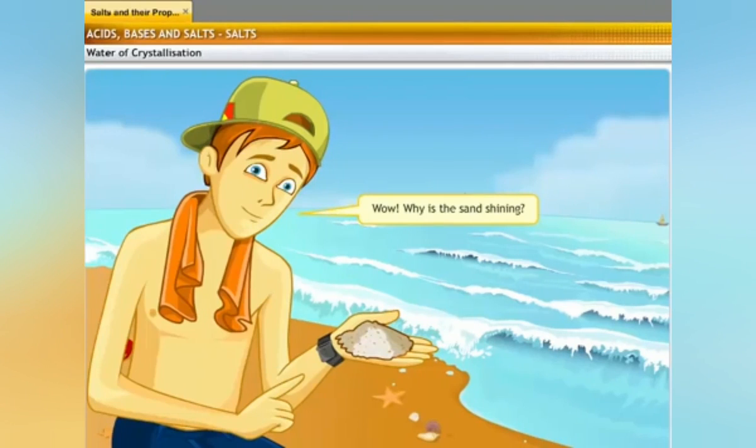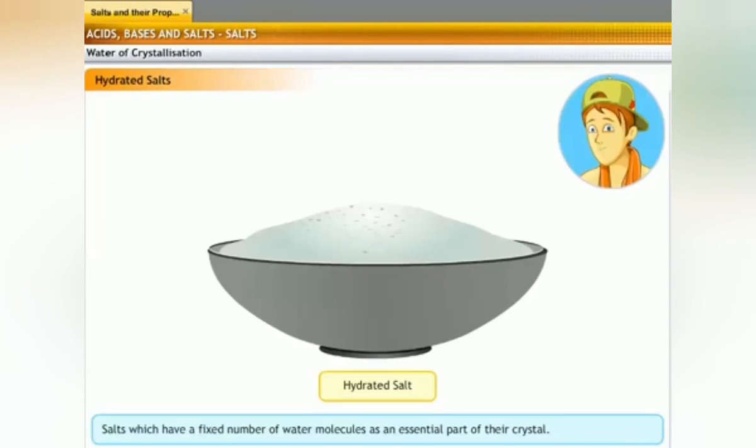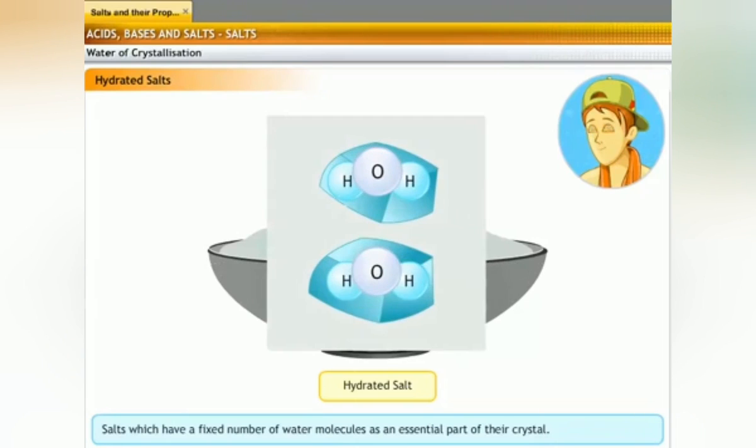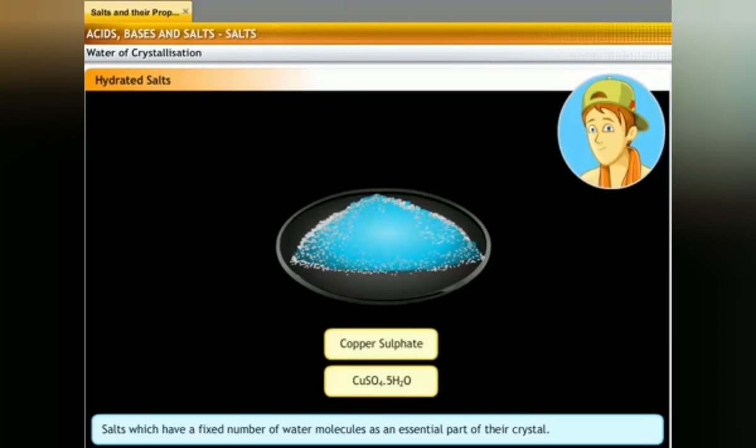Wow! Why is the sand shining? Did you observe that it is crystalline? Similar to sand grains, salts also have a crystalline structure. Moreover, some salts have a fixed number of water molecules as an essential part of their crystal. These water molecules which form the part of the crystal are called water of crystallization, and such salts are called hydrated salts. For example, in your laboratory, the blue-colored copper sulfate is copper sulfate pentahydrate. When heated, this salt loses its water molecules and its blue color.